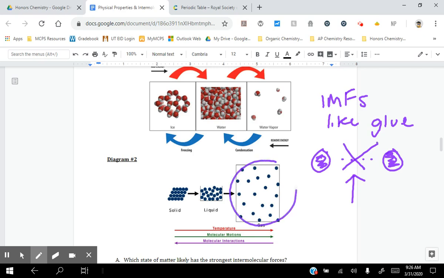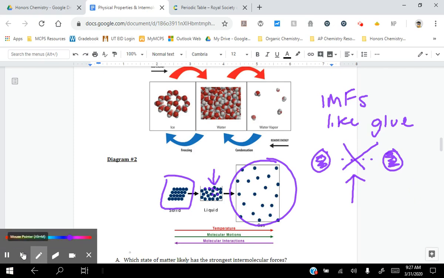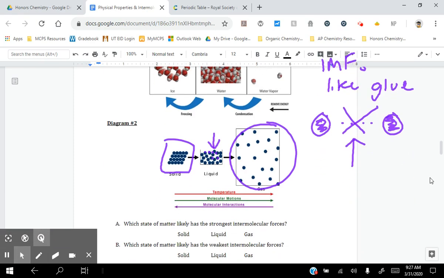When we get to this gas phase, you see those molecules and those atoms are not even touching each other. They are very far apart. Here, you can still have a bunch of tiny interactions in between these. And in the solid form, you have a ton of intermolecular forces keeping those molecules together.